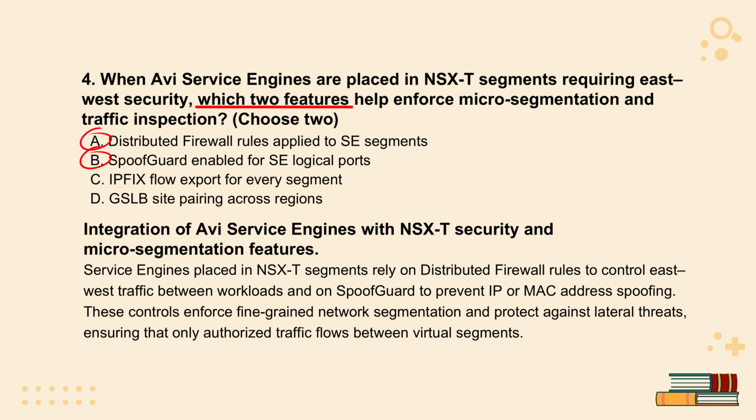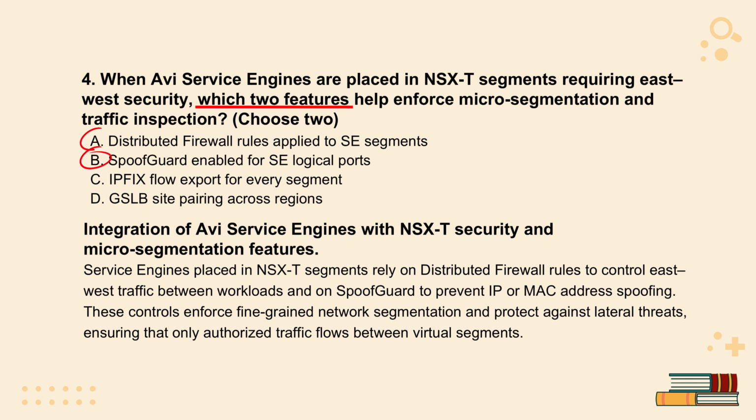Okay, distributed firewall, DFW rules, and SpoofGuard. Break that down for us. How do they combine to lock down that internal traffic? Because, like you said, east-west is often where threats can spread if they get inside. Exactly. It's about creating multiple layers of defense right there within the network fabric.